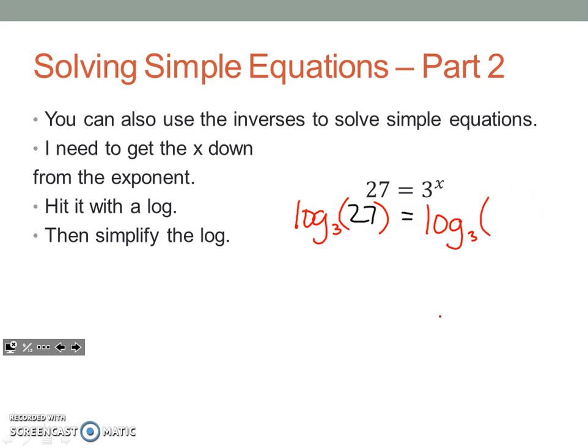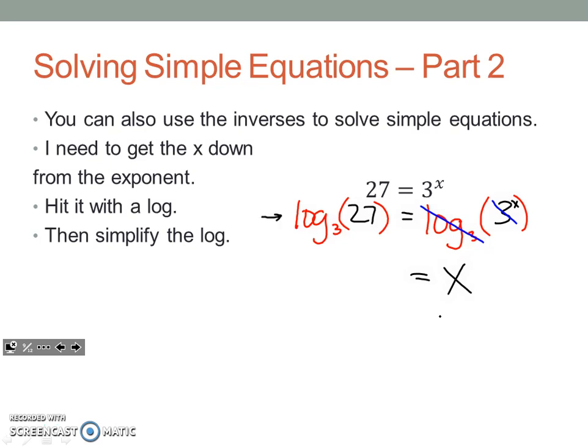So this is called hitting it with a log. We had to make sure it was a base of 3 so that they would cancel. Log base 3 and 3 to the x would cancel. I'm left with just an x. Now I've got a log base 3 of 27.